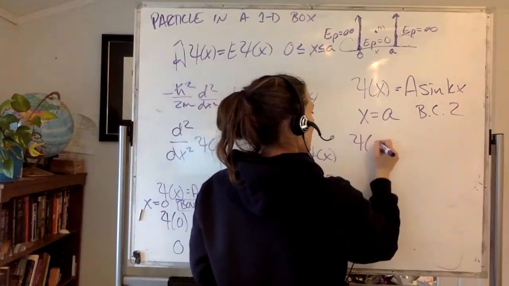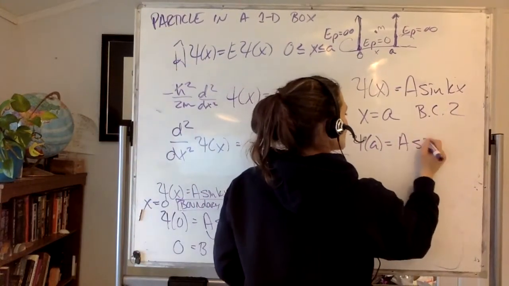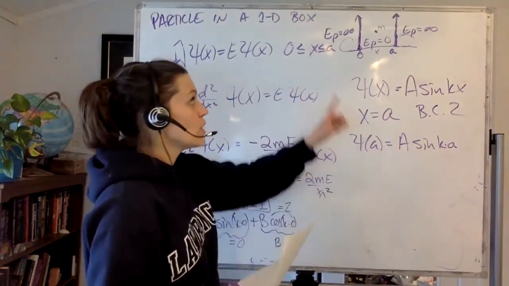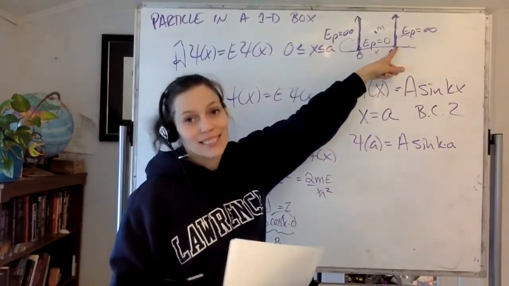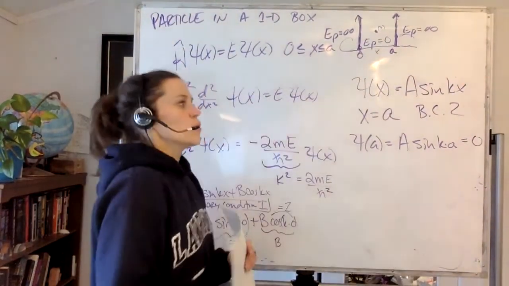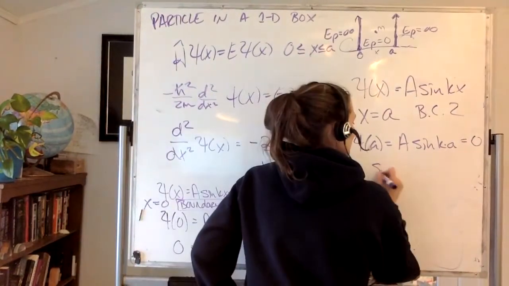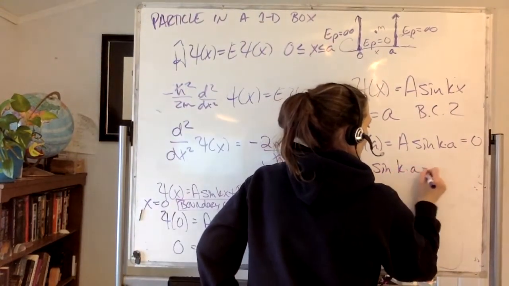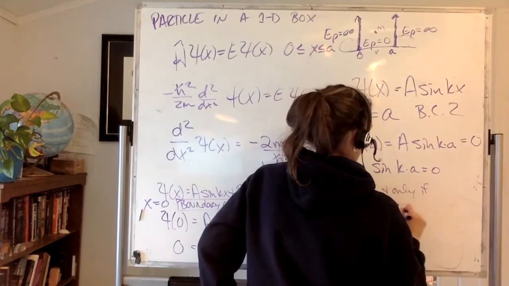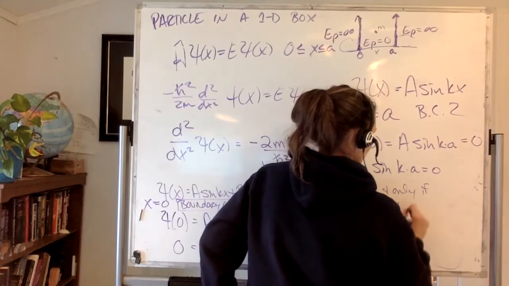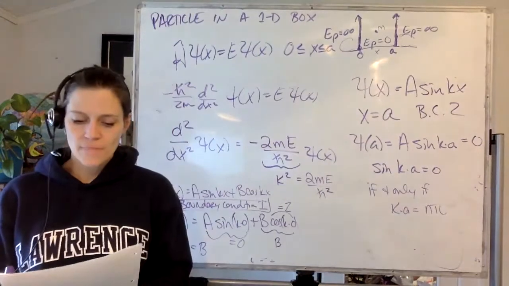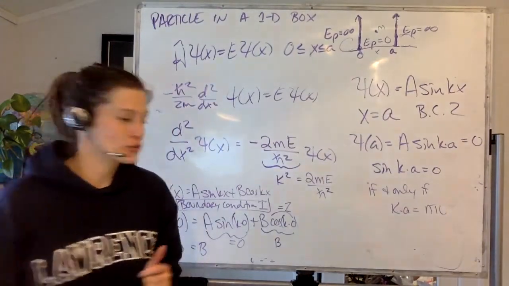So psi of a is equal to A sine k times a. But we know, just like with the first condition, psi has to be 0 at this condition as well. So that means this equals 0. What does this mean? Well, sine k times a equals 0 if and only if k times a is equal to some n pi. It really helps to think about your unit circle.